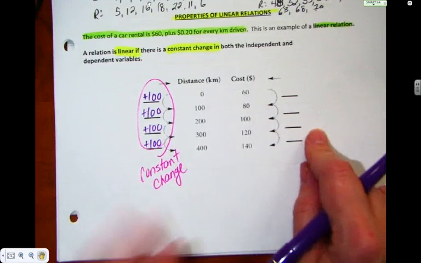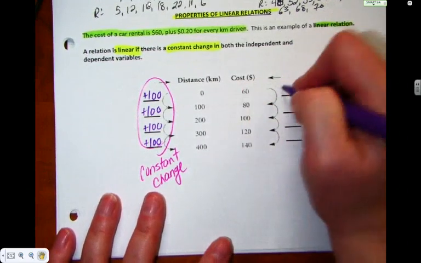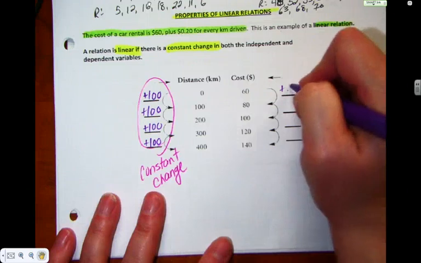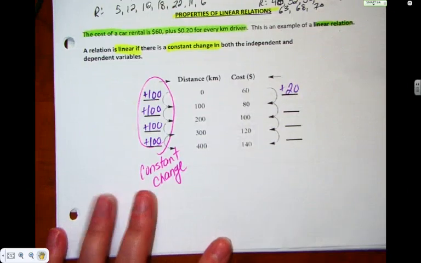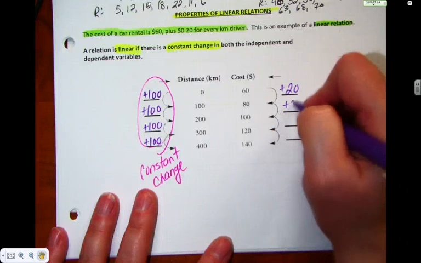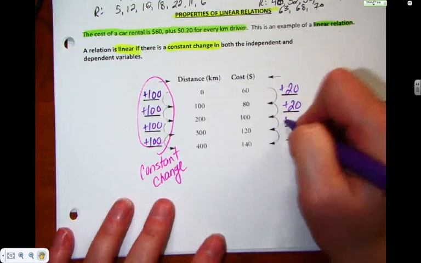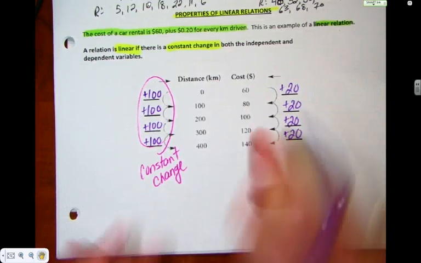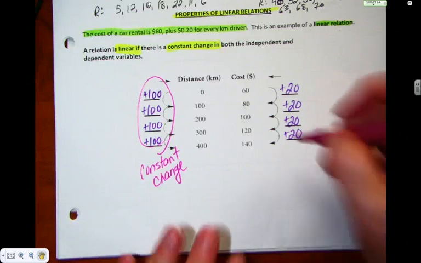Take a look over here at what's happening with the cost. To go from 60 to 80, what are we adding? 20. From 80 to 100, 20. 100 to 120, 20, and the last one is 20. That's the definition of a linear function.